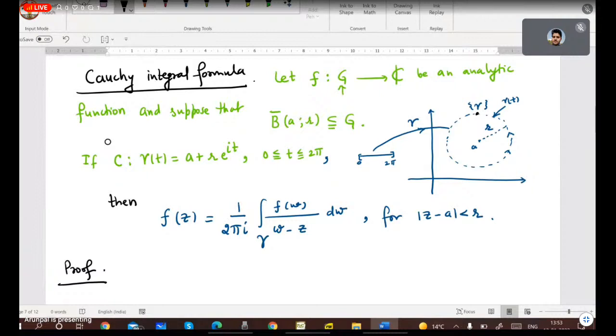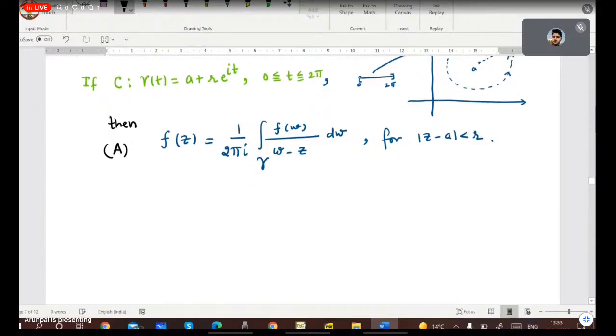First of all, class, take a note. Before I give you the proof, let us interpret it. I call it formula A. So I am giving you the interpretation for A. That is very important, class. First of all, let us try to understand what information this formula A provides us.